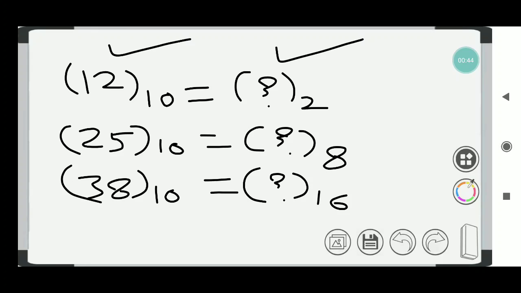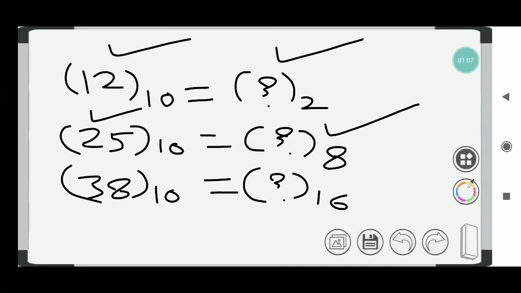Okay, in the second case it is given 25, and the base is 10, meaning 25 is given in decimal number system and we have to convert it into a number whose base is 8. Okay, so it is nothing but the octal number system's number.